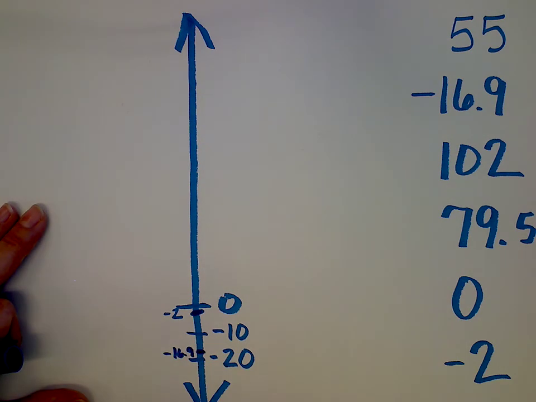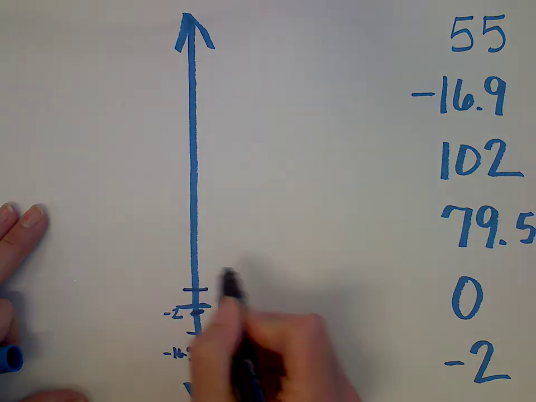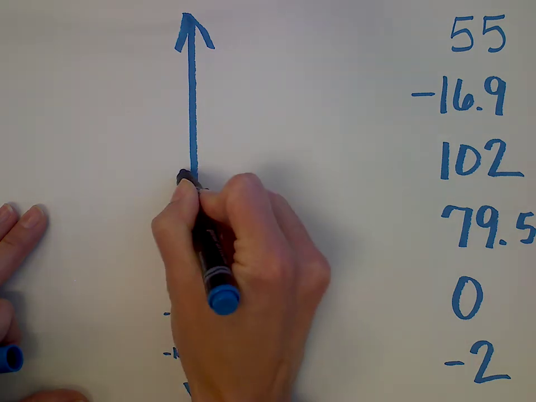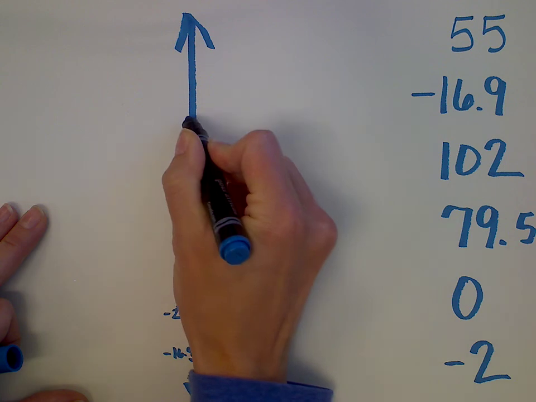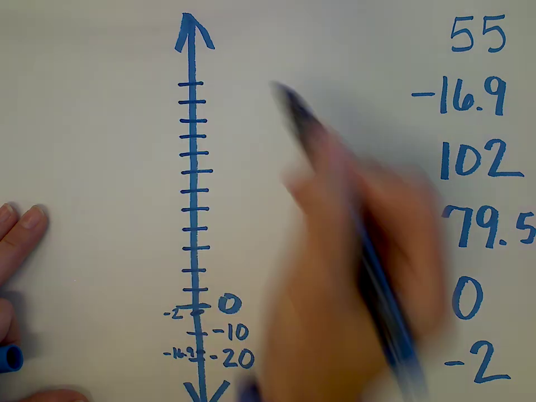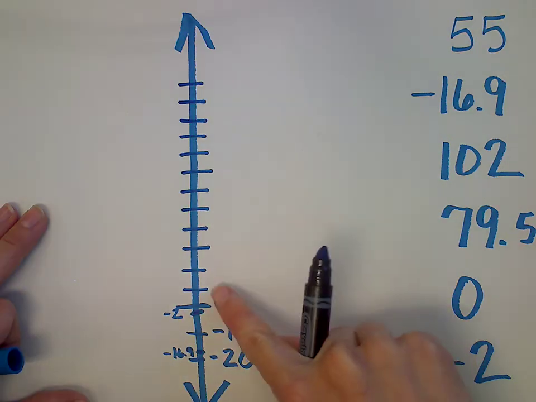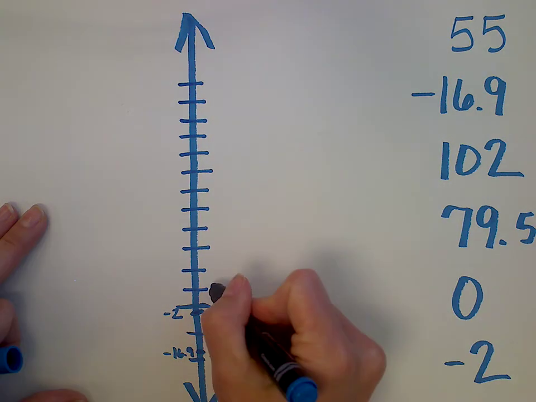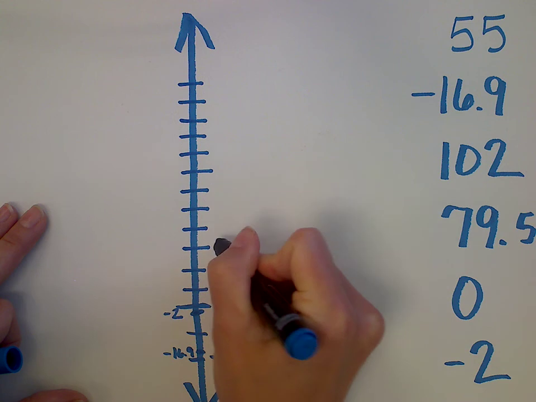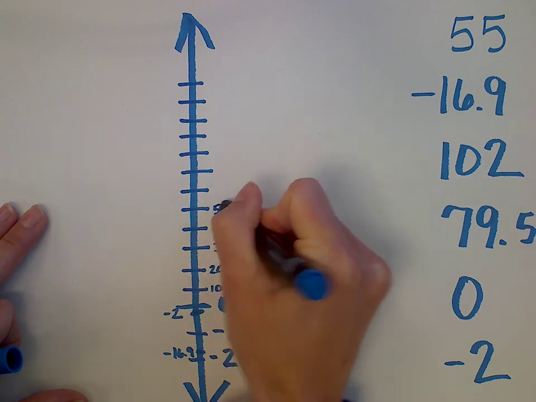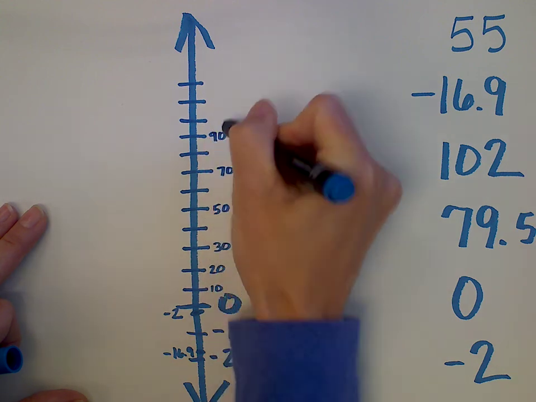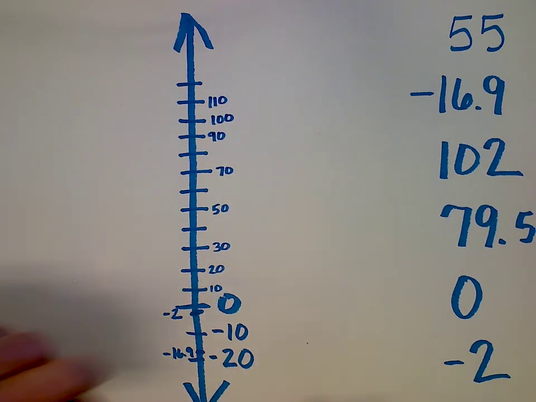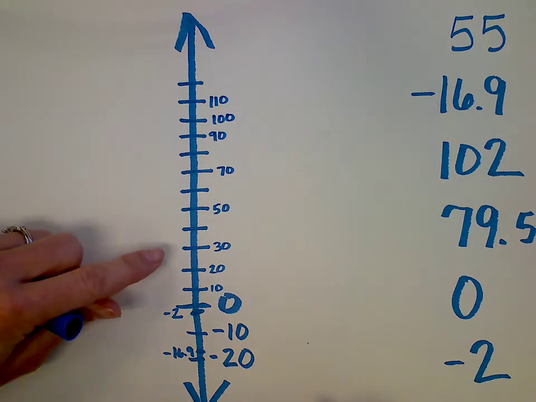Okay, then I need to count by 10s as I go up. So 10, 20, 30, 40, 50, 60, 70, 80, 90, 100, 110, 120, and so on. And notice I tried to keep those as equally spaced as possible. It might not be perfect, but it should be close. And so there's 10, there's 20, there's 30, and so on. There's 50, 70, 90, 110, 100, okay? And you can label every single one of those if you want.